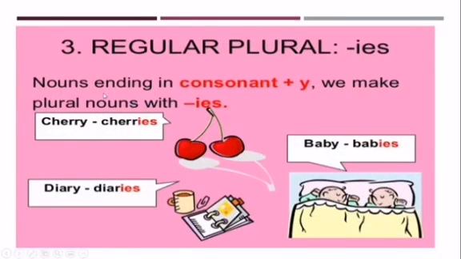Okay, what happens when we have nouns ending in consonant plus a Y? We make plural nouns with IES. So we need to remove this Y and change it to an I because we have a consonant before the Y. For example, cherry. We have that noun ending in a Y. But before the Y, we have a consonant. So we need to change the Y to an I. And we say cherries. Diary, diaries. Baby, babies.